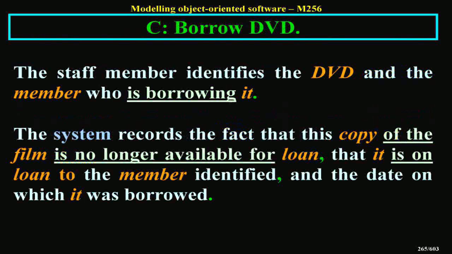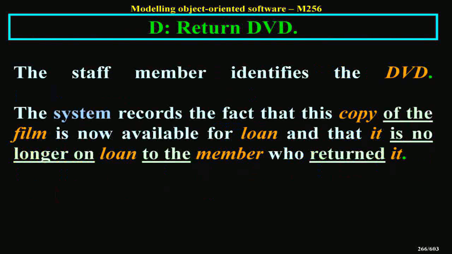C. Borrow DVD. The staff member identifies the DVD and the member who is borrowing it. The system records the fact that this copy of the film is no longer available for loan, that it is on loan to the member identified, and the date on which it was borrowed. D. Return DVD. The staff member identifies the DVD. The system records the fact that this copy of the film is now available for loan and that it is no longer on loan to the member who returned it.